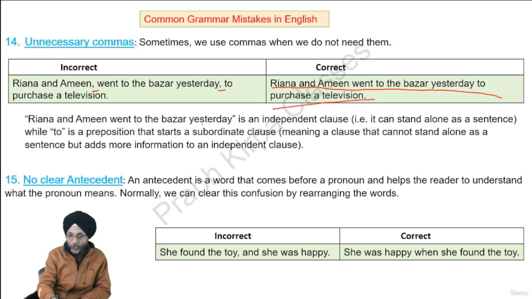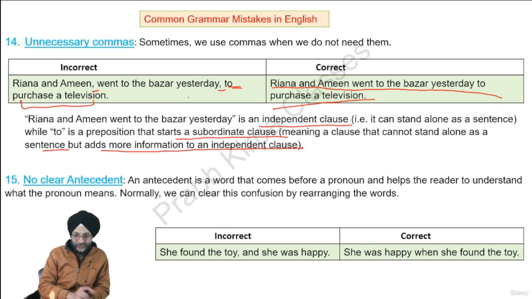Rihanna and Amin went to bazaar yesterday is an independent clause. It can stand alone. That is, if you write the sentence only up to yesterday, it will be proper. It is an independent clause. Here, to is a preposition that starts a subordinate clause. This is a subordinate clause, meaning a clause that cannot stand alone as a sentence but adds more information to an independent clause. So there is no need to add a comma in such types of sentences.